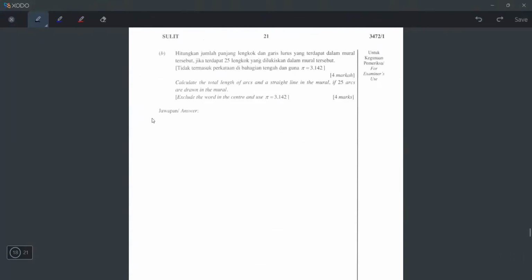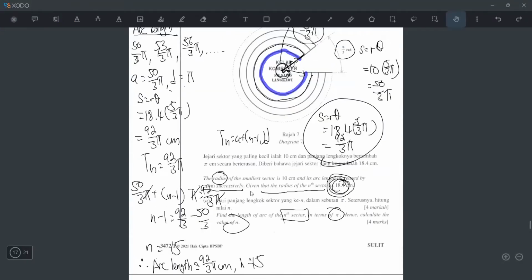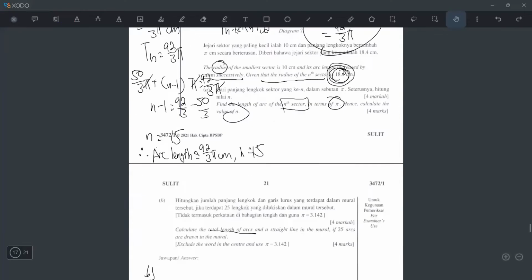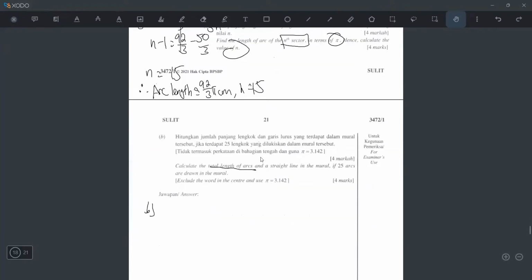So easy. B, calculate the total length of arc. Total length of arcs. It means you will find the arc length, but they want the total length of arc. So you will take this length plus this length plus this length, means you will take 50 over 3 pi plus 53 over 3 pi plus 56 over 3 pi plus until the end. But you will plus until how much?